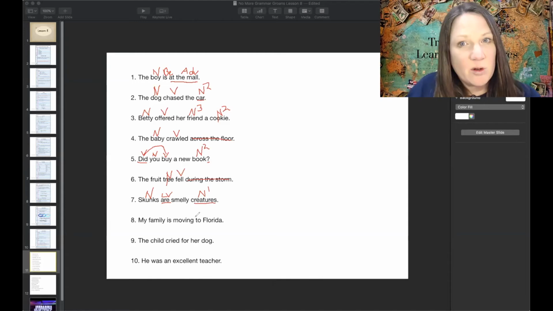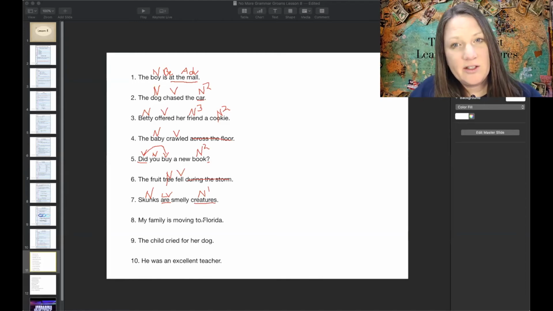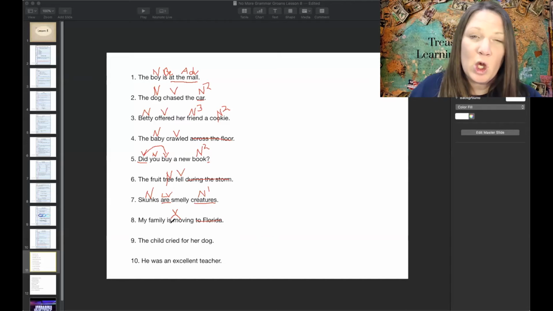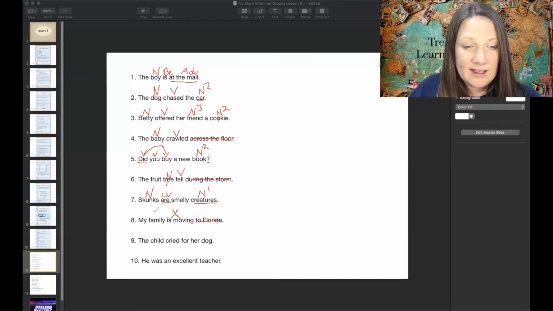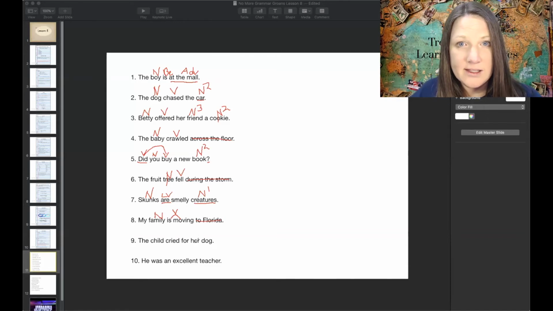My family is moving to Florida. Do you see a prepositional phrase? To Florida. What's happening? Moving, but we want to make sure we include the is because that's a helping verb there. Is moving. Who is moving? Family is moving. If I am moving too fast, just push pause and play when you're ready.